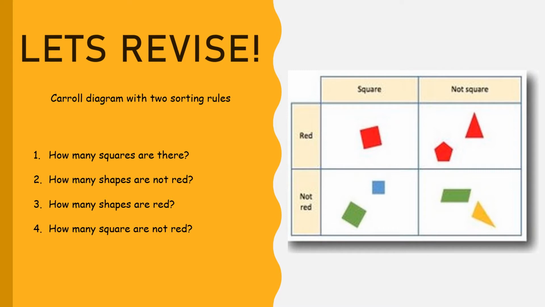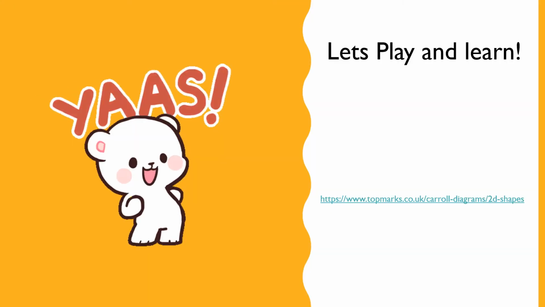Now how many shapes are not red? Can you count? Let's count. 1, 2, 3 and 4. Now how many shapes are red? Okay, now 1, 2, 3. So 3 shapes are red. Now how many squares are not red? So that means 1 and 2. So 2 squares are not red. Good students, you all are doing good.